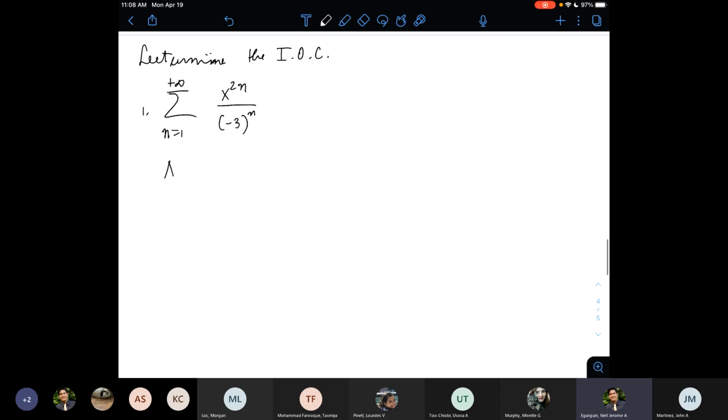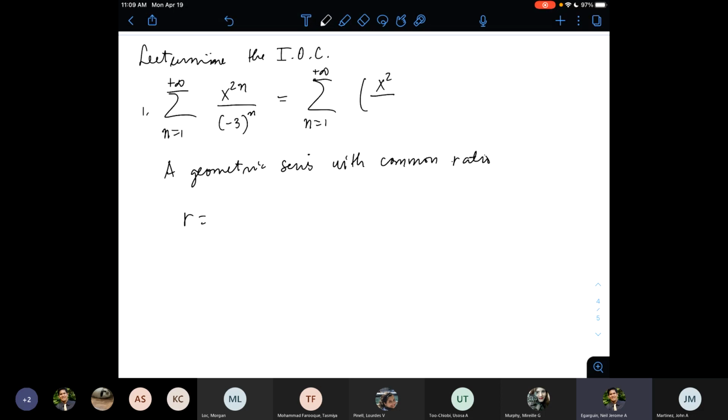So this is a geometric series with common ratio r equals what? Well, I can rearrange this, from 1 to positive infinity, and write it as x squared over negative 3, to the power n, right? So I have a common ratio here. The first term a is a constant 1, so a is equal to 1. The common ratio would be x squared over negative 3, right?